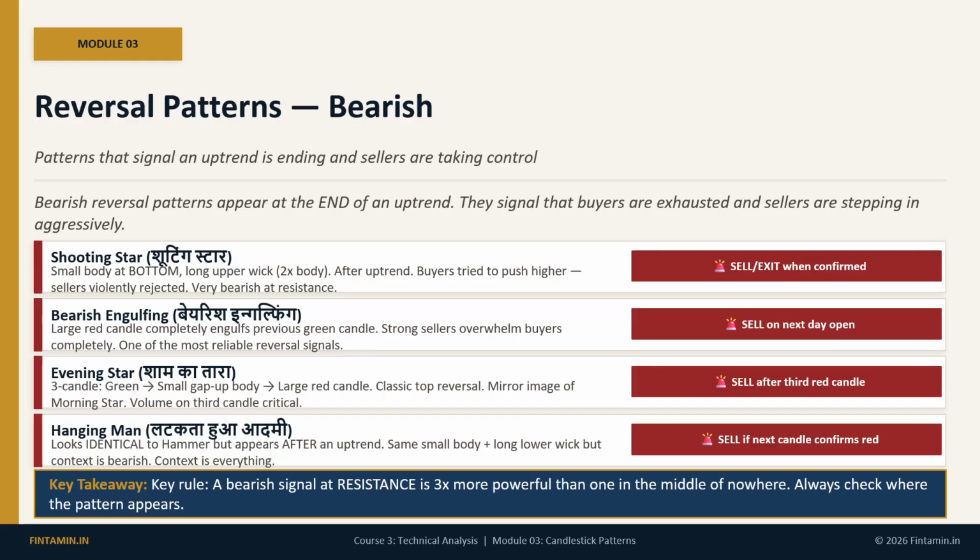Hanging man. Looks identical to a hammer, but it appears after an uptrend, not a downtrend. Context is everything. The same pattern means opposite things depending on where it appears. Always identify the trend first, then the pattern.